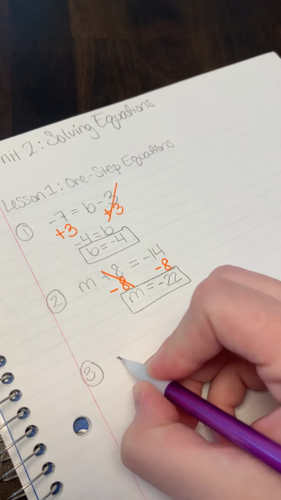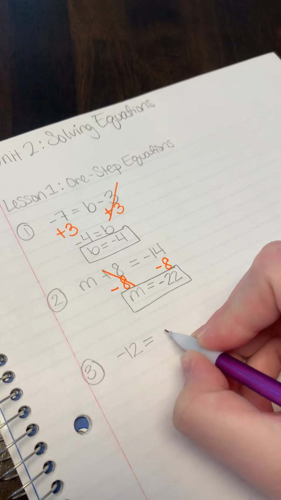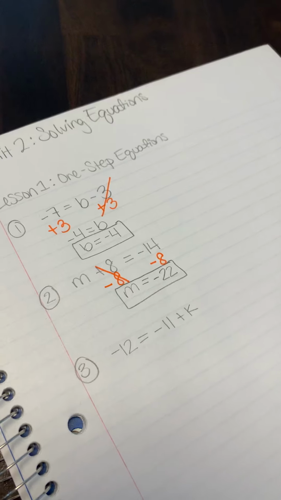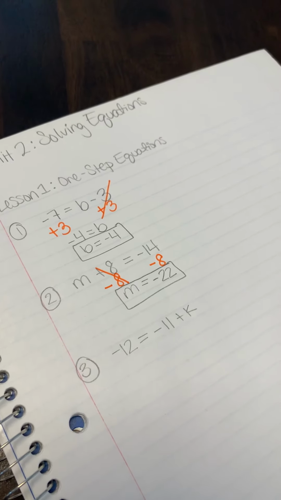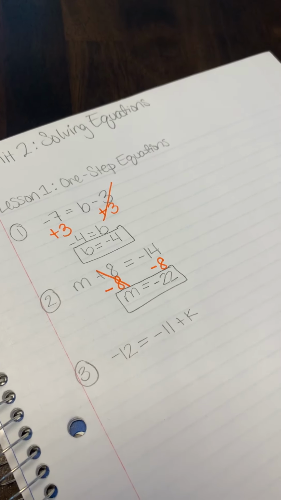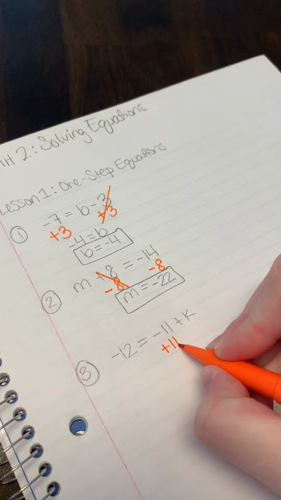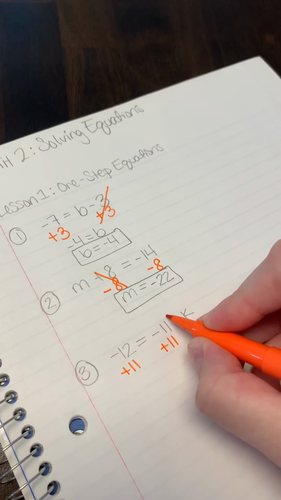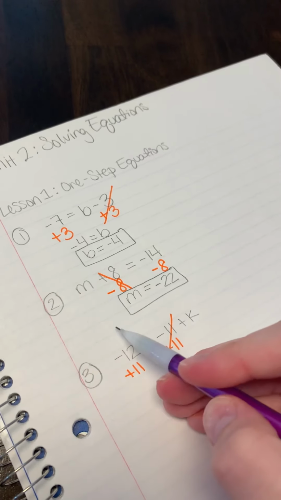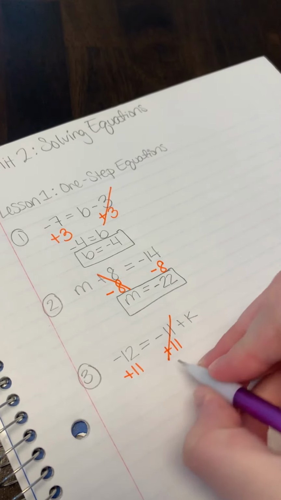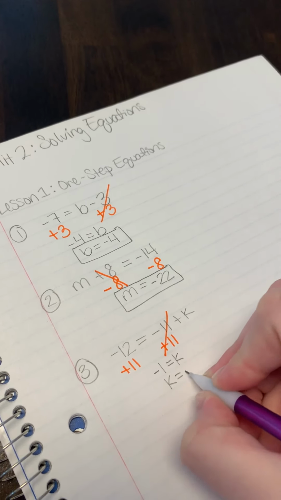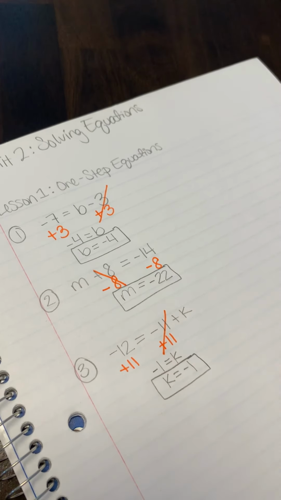Number 3, -12 equals -11 plus k. So in this scenario, we want to isolate k, so we're going to do the opposite of -11, so we're going to add 11. Now this creates that pair that cancels out, and we're left with -12 plus 11, which is -1, equaling k, or if you want to rewrite it with symmetric property, k equals -1.